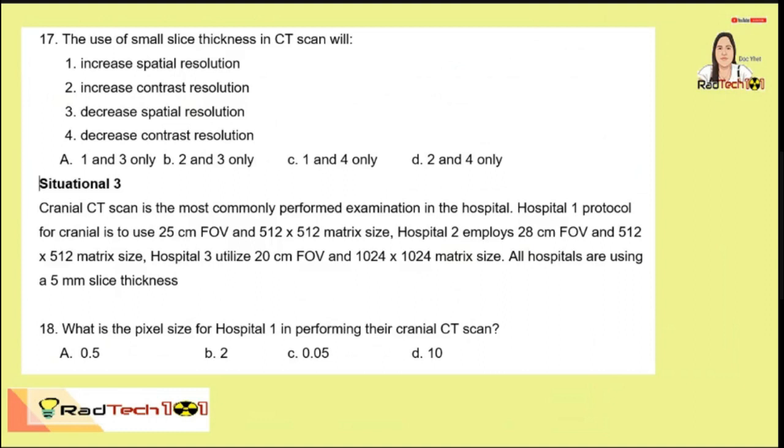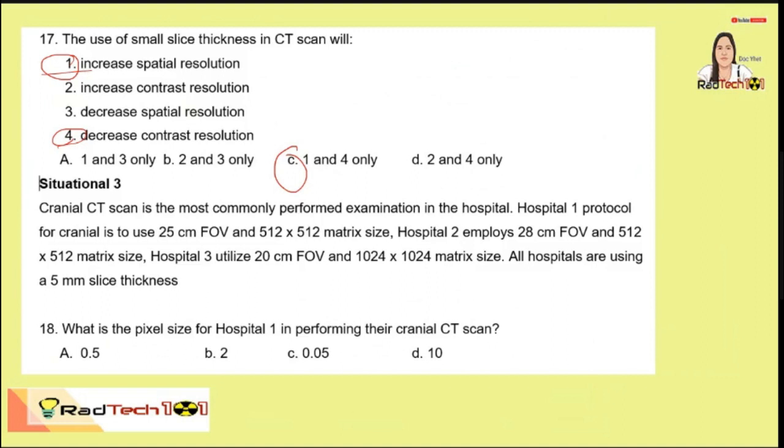17, the use of small slice thickness in CT scan will, so the correct answer is 1 and 4. Increase spatial resolution and decrease contrast resolution. So if you are going to use small slice thickness, it will result in increased spatial resolution but decreased contrast resolution.